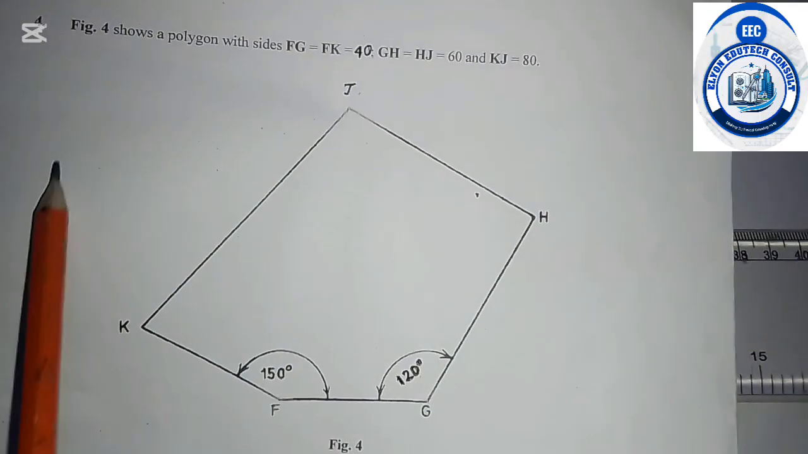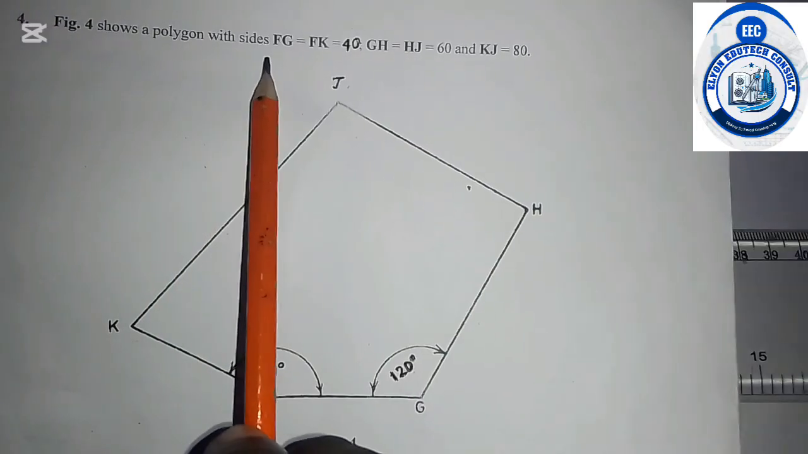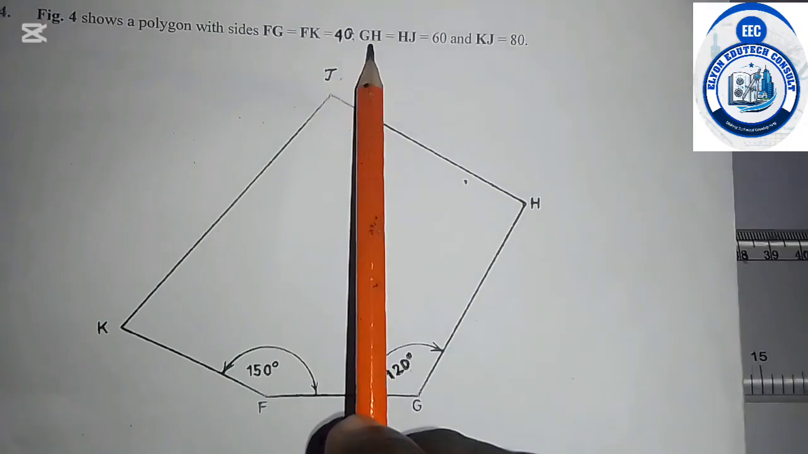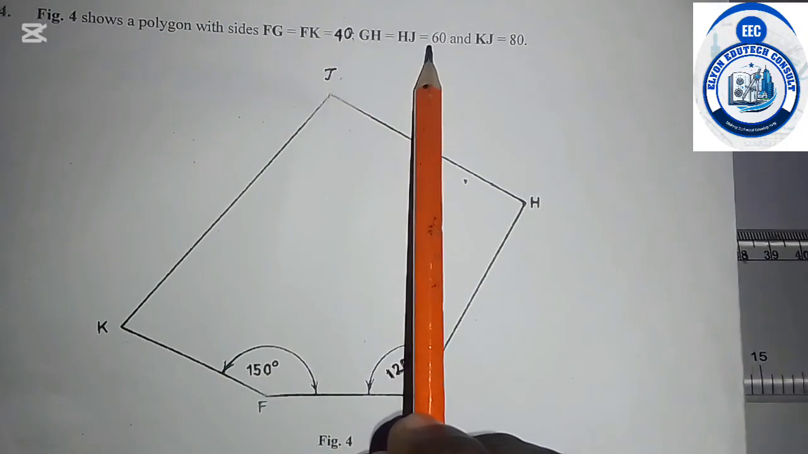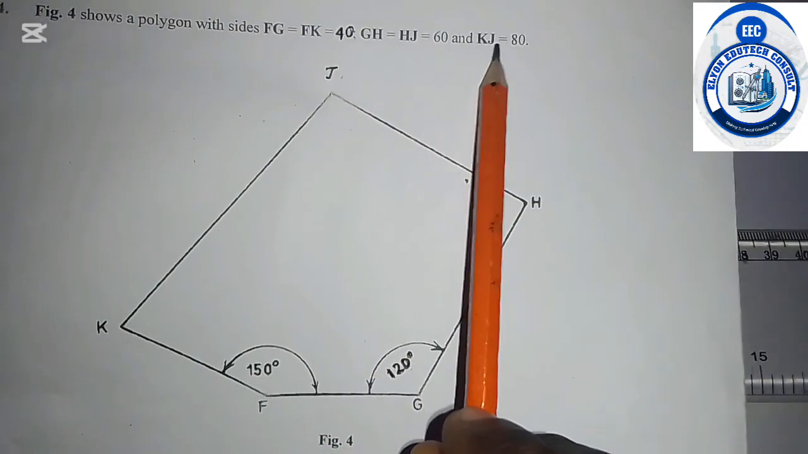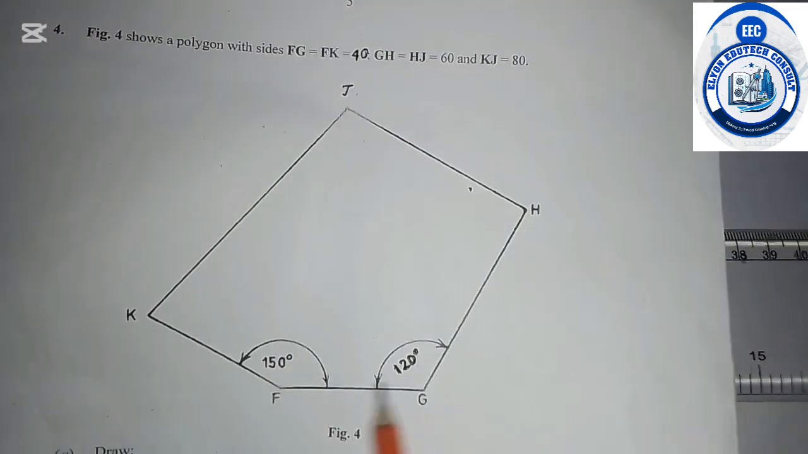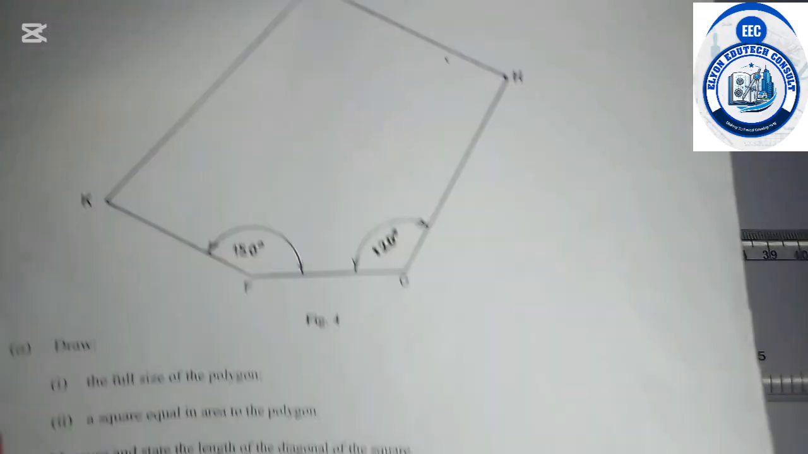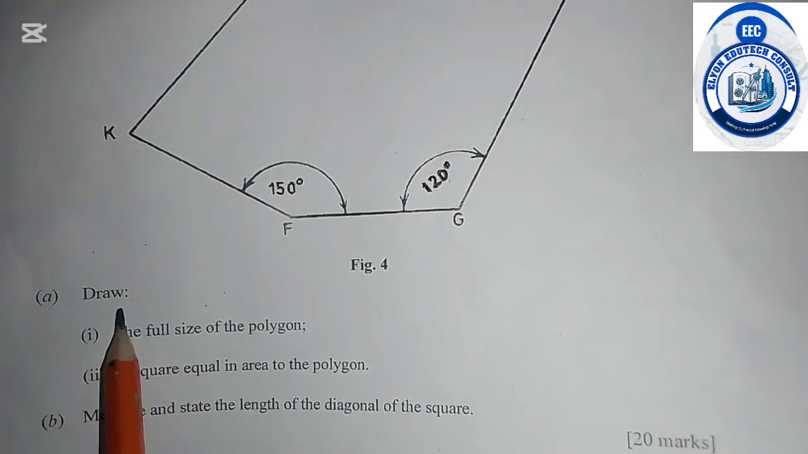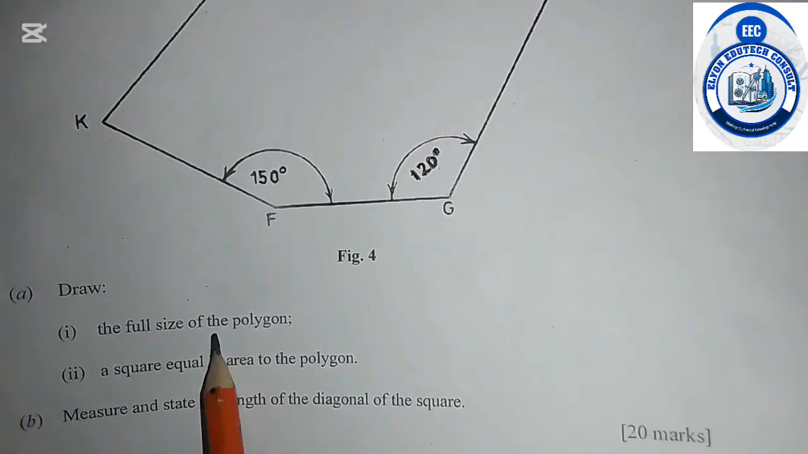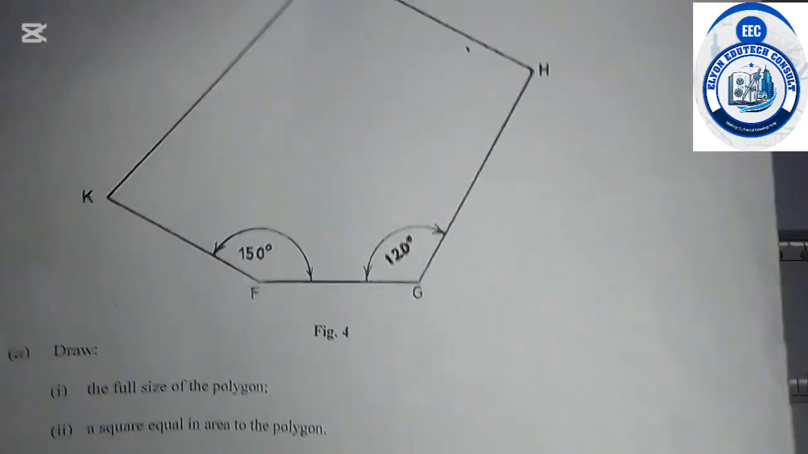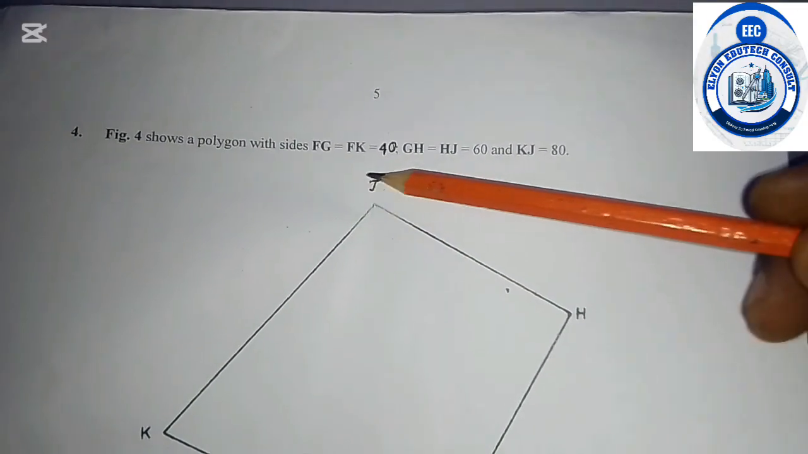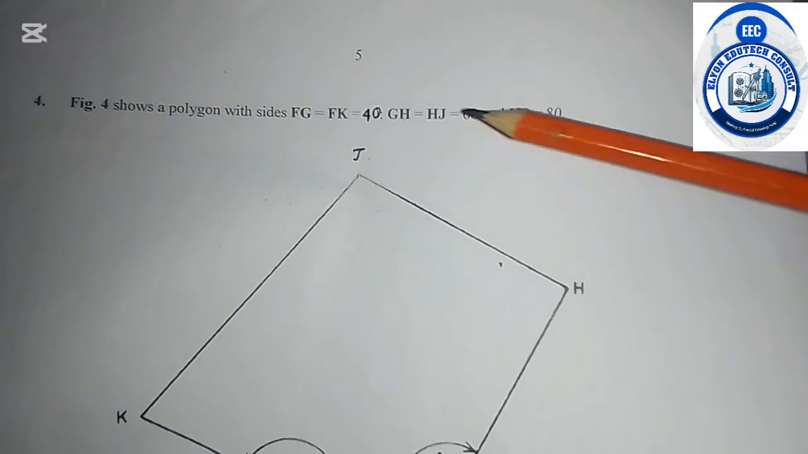Question 4 says figure 4 shows a polygon with side FG equals FK equals 40, GH equals HJ equals 60, and KJ equals 80. So this is the polygon. It is an irregular polygon, and question 1 says draw, full size, the polygon. So we are to draw the full size of this polygon using the dimensions given for the sides above.